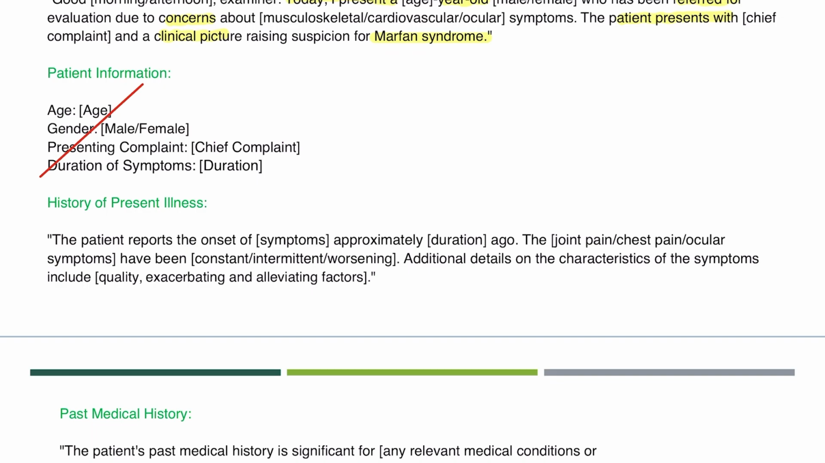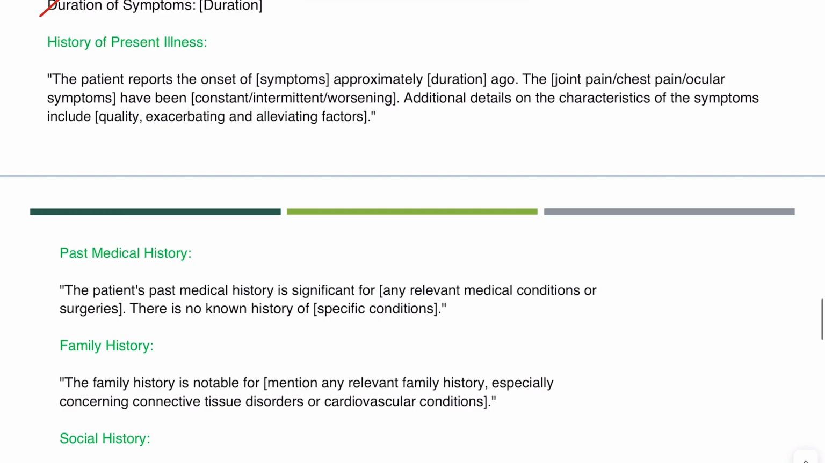Okay, let's move on. History of present illness. Remember, when you are in your MRCP PACES examination, just continue with the presentation until the examiner stops you. So you'll continue with your history of present illness, the same as we go through in our final exams. Just continue the same pattern. So the patient reports the onset, approximately how long was it?